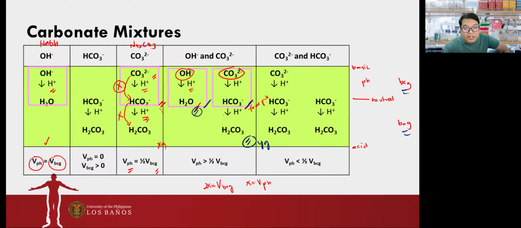'Di ba? So kapag mas marami yung sa basic region, ang relationship natin is VPH. Kapag ang VPH is greater than half of VBCG, it just means that meron kang carbonate and meron kang additional component na nagpapa-add sa basicity. So, ang nagpapa-add sa basicity ay either OH minus lang or bicarb. Doon ka lang pipili doon sa additional component na yon. Kapag OH minus, it adds to the basicity. Kapag bicarb naman, it adds to the acidity.